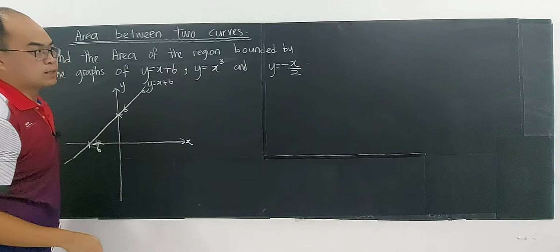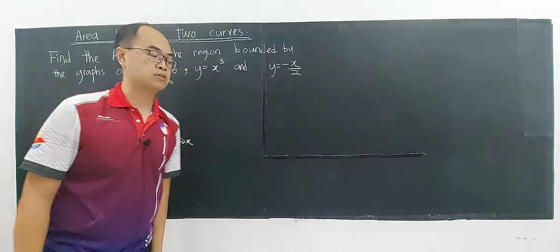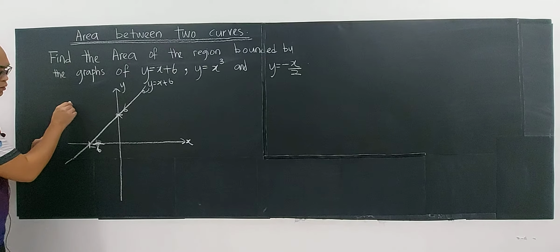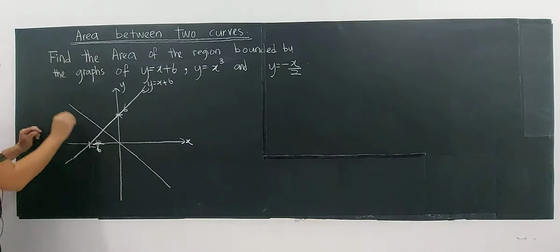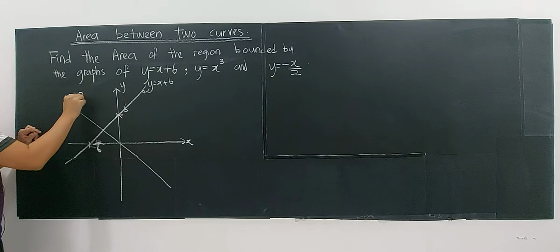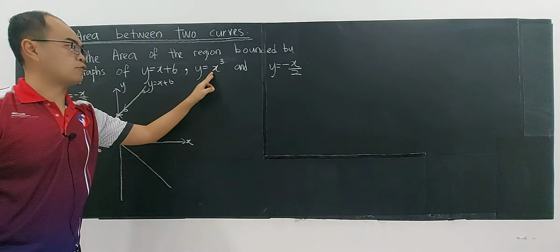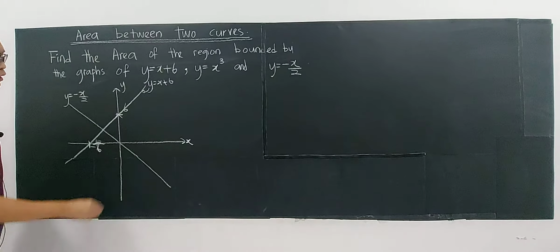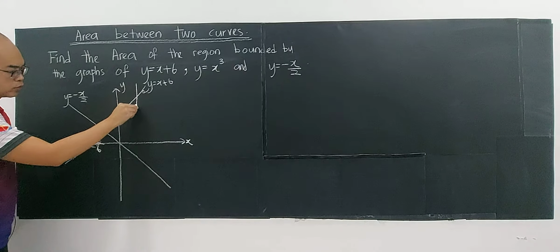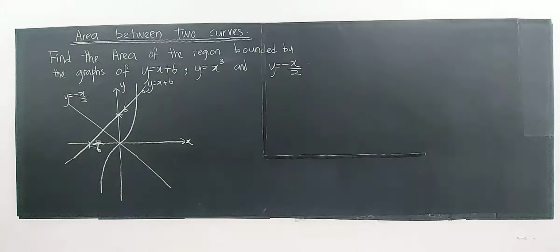And the line y equals negative x over 2, right? Looking at it this way, this is the graph of y equals negative x over 2, and also the graph of y equals x cubed. The graph for x cubed will be going this way, so this is the graph for x cubed.